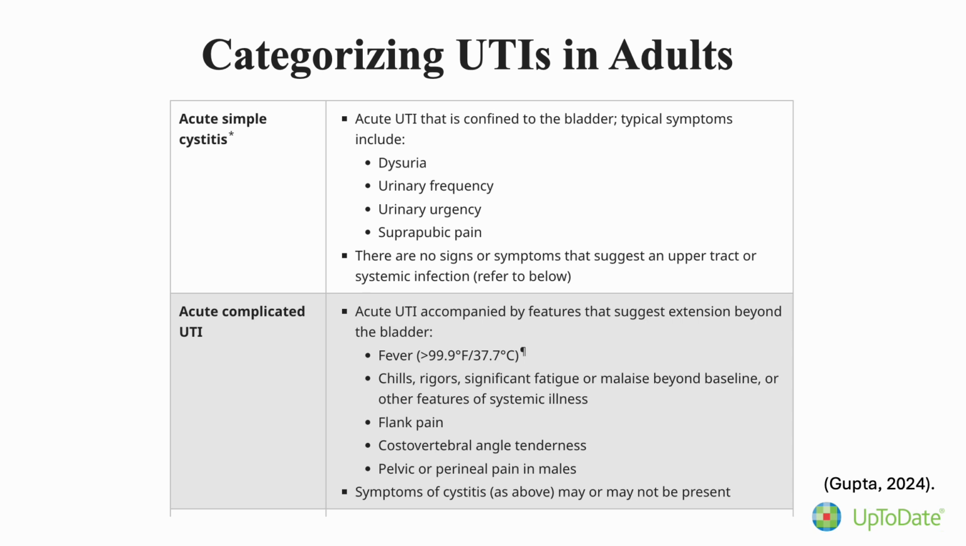It is categorizing UTIs in adults, and it discusses the symptoms with each specific category, which we will discuss in further slides. But the importance of proper categorization is crucial for guiding appropriate diagnostic and treatment approaches and ensuring optimal management and prevention of complications associated with UTIs in adult patients.